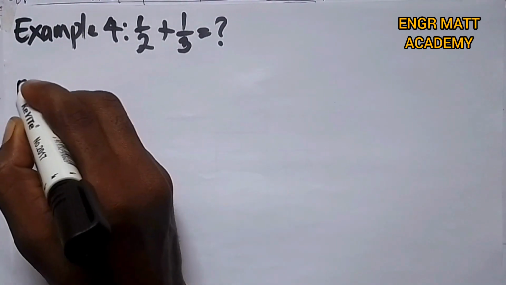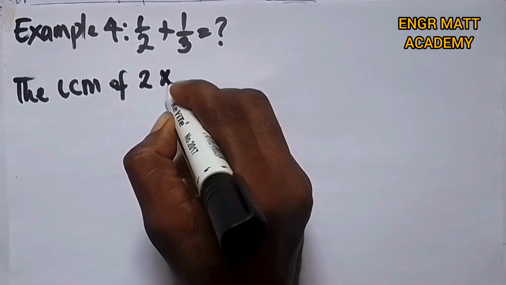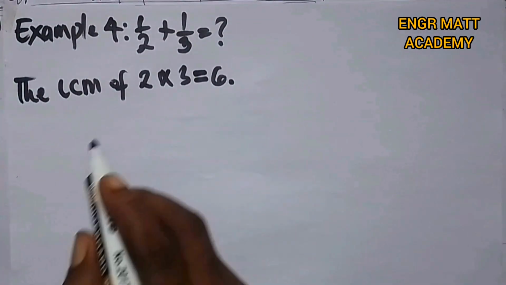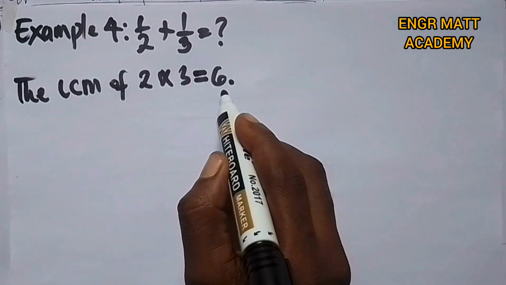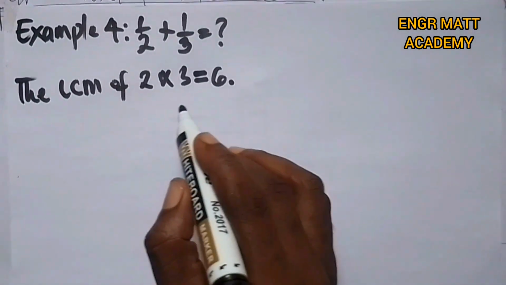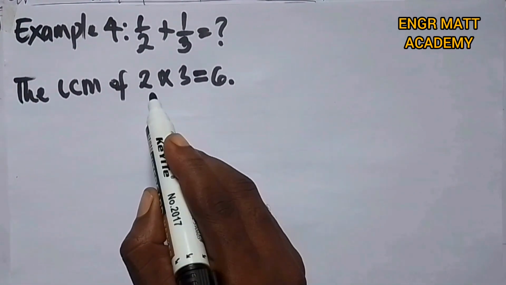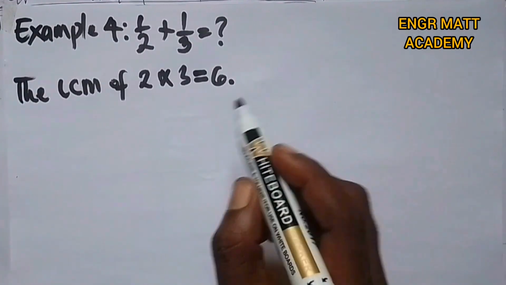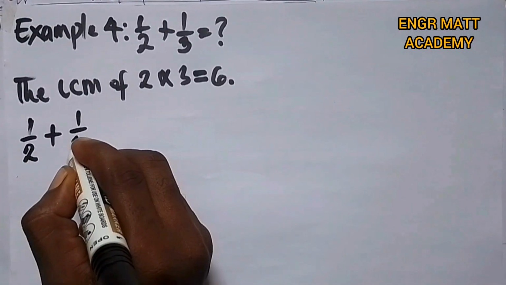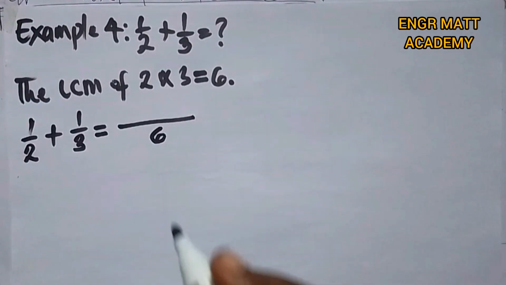The LCM of 2 and 3 is equal to 6. If you are wondering how we got 6 as the LCM, let me know in the comment section. So I will make another video where I will break down LCM for you. So let's move on. Now that we know the LCM of 2 and 3 to be 6, what do we do? We say 1 over 2 plus 1 over 3 is equal to, now we take the LCM.